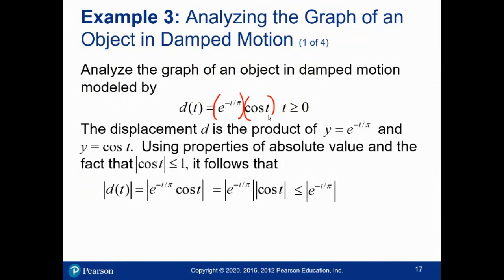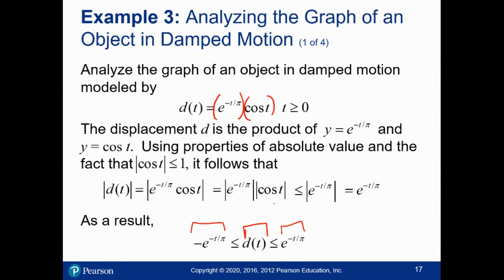But the absolute value of cosine is always less than or equal to 1. Cosine can't be bigger than 1 or less than minus 1. So your displacement is absolutely controlled by this exponential term. The exponential term, by the way, is always positive, so the absolute value isn't necessary. Remember, a negative sign in the exponent does not make the number negative overall. So as a result, we can conclude your displacement is bounded by this exponential and its negative, because its absolute value acts as a bound.